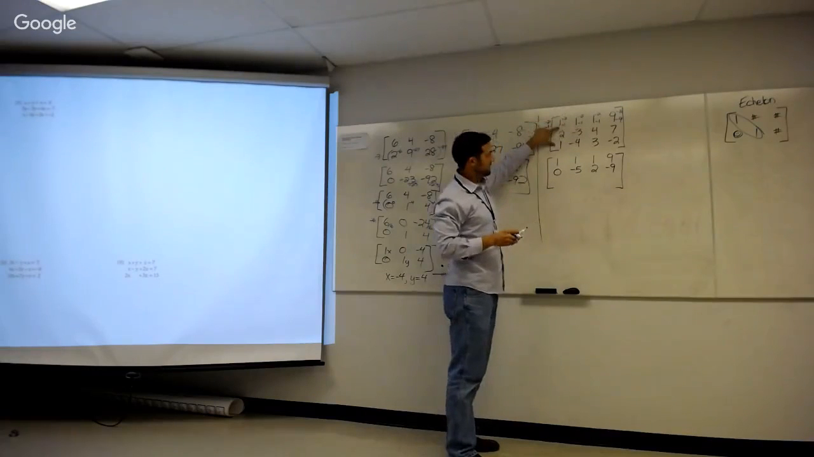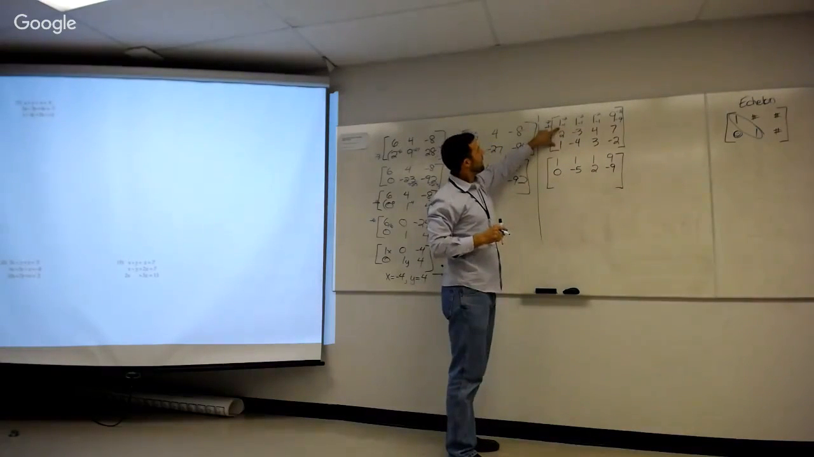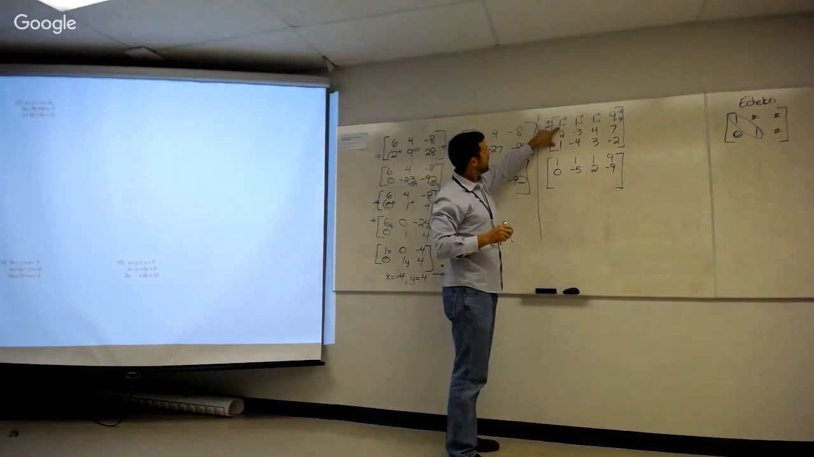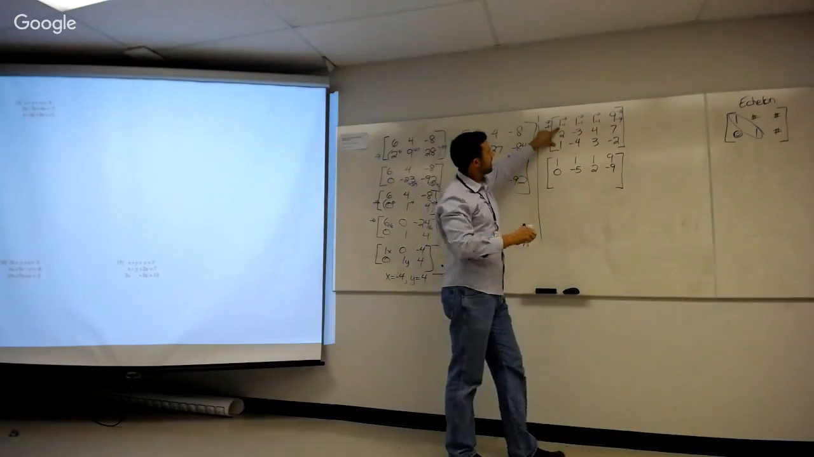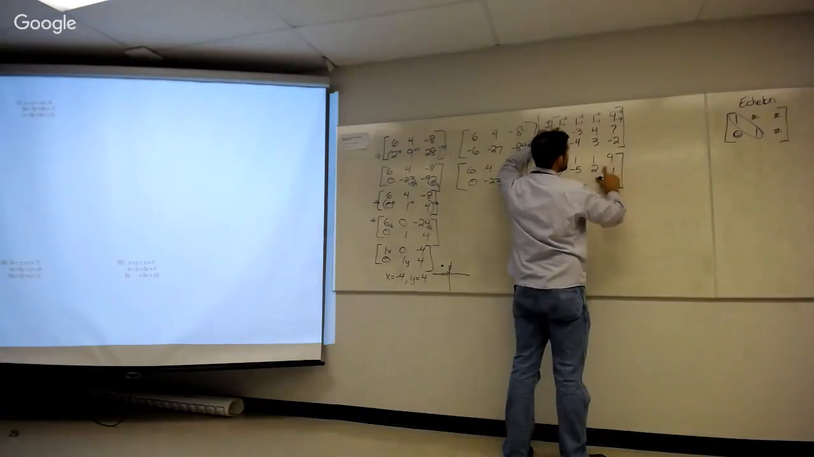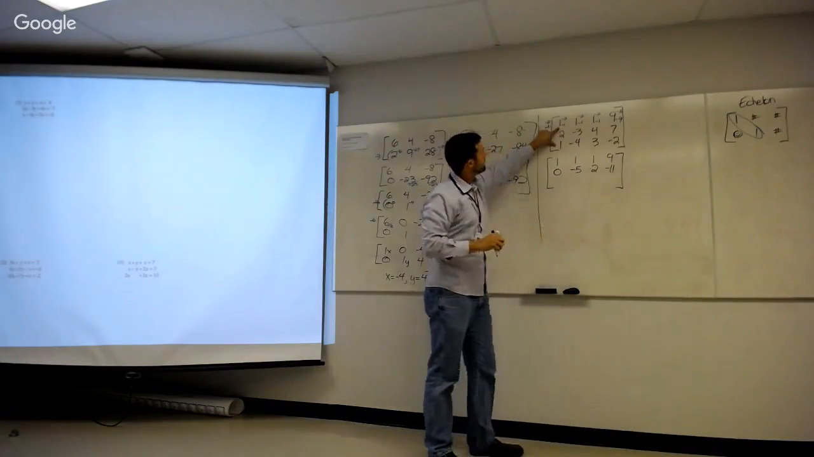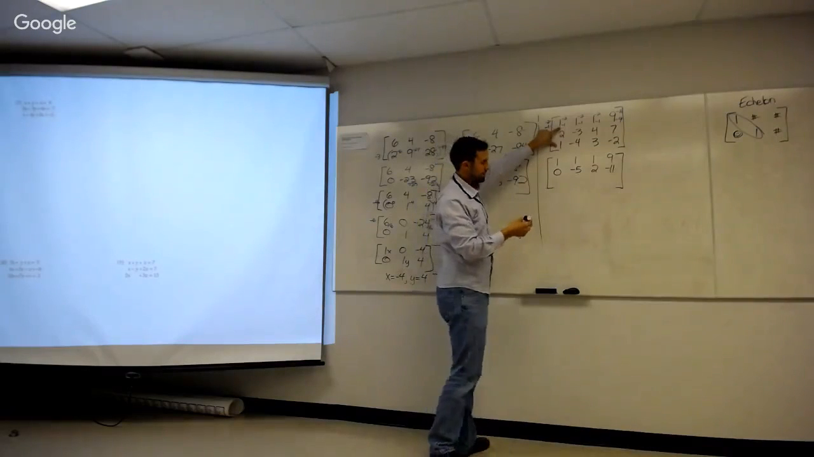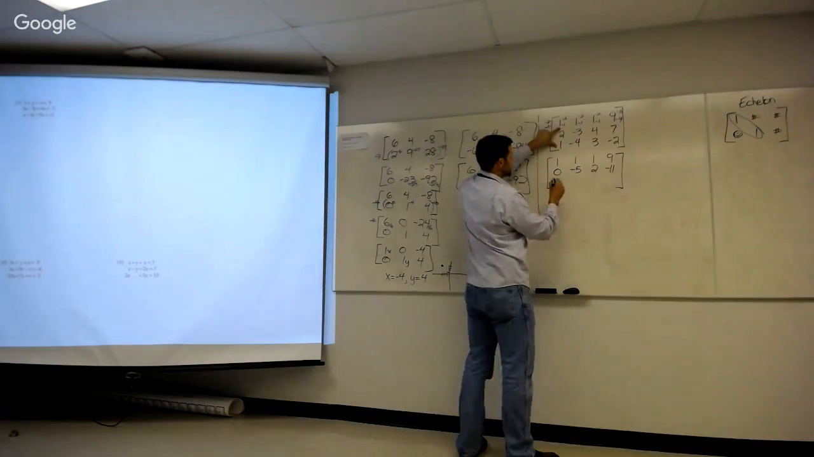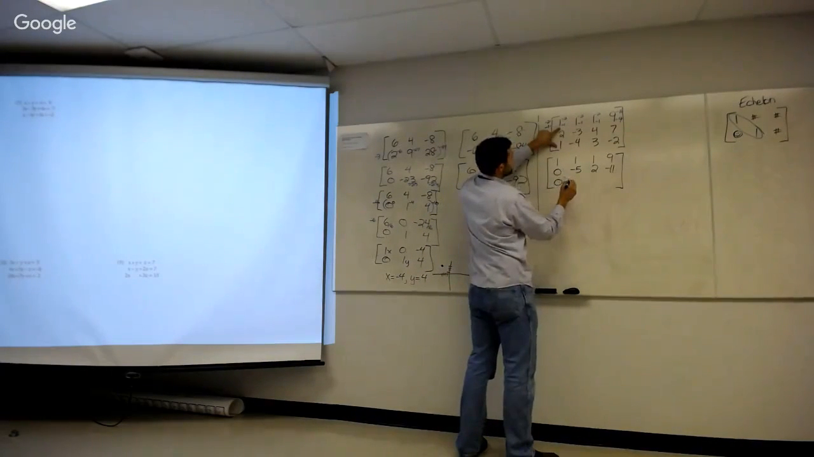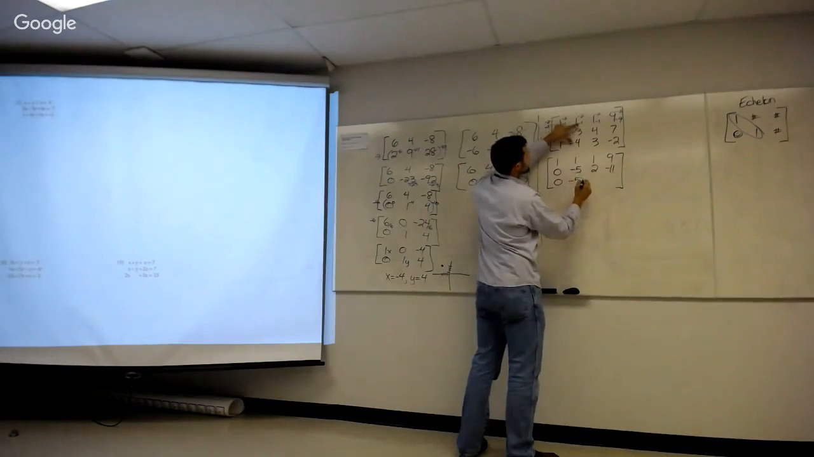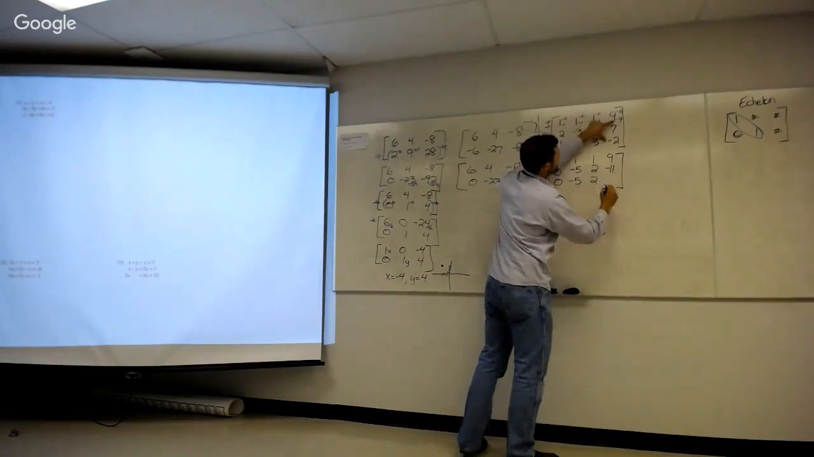Yes, Anna? Isn't it negative 11 instead of negative 9? You're subtracting negative 18 minus 7, I mean plus 7? Oh, you're right. Negative 18 plus 7 is negative 11. Thank you, Anna. You're hired. Okay, so now we're going to replace the third row. So what do we get? 0, negative 5, 2, negative 11.